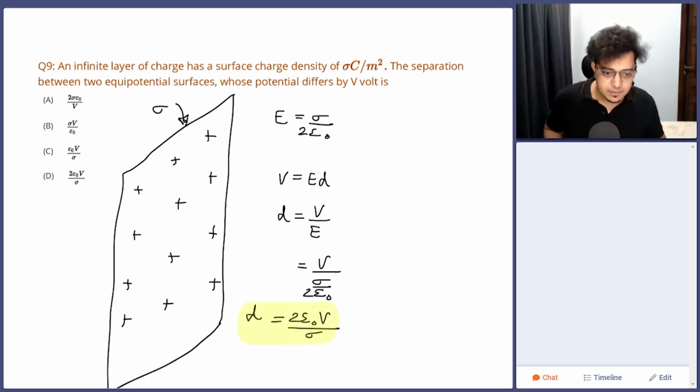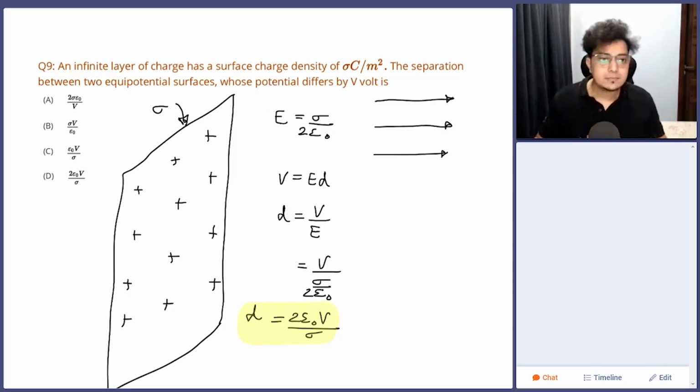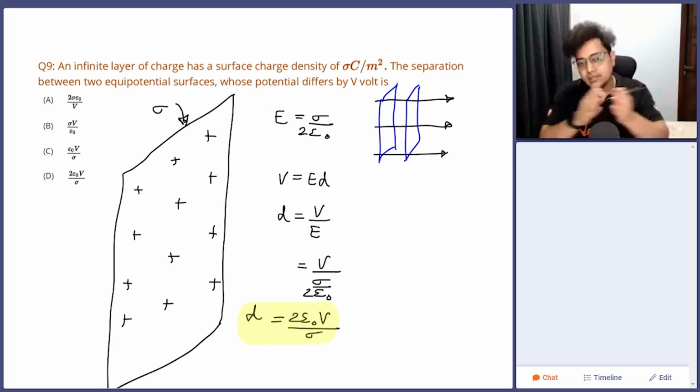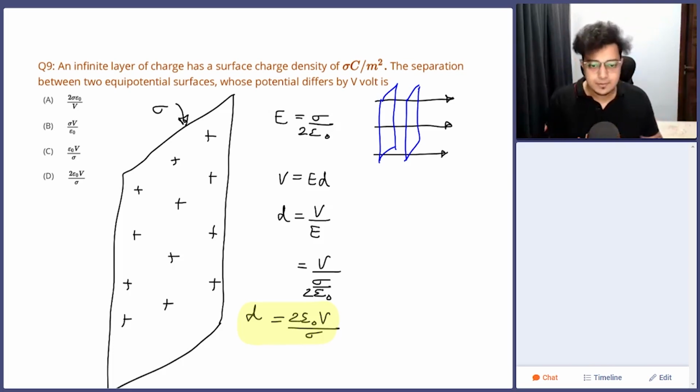That is the separation between two equipotential surfaces. So here the electric field is uniform, right? What does it mean? If the electric field is uniform, and I show the electric field like this, then in the direction of the electric field, if I show equipotential surfaces, they will be flat surfaces like this. And in the direction of the electric field, potential will keep on decreasing. So the separation between two such points where the potential difference is V, that we need to calculate.